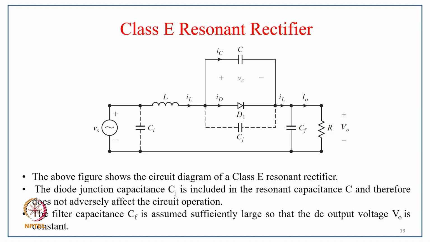This is a typical circuit of a class C resonant rectifier. You can see the typical elements: a small capacitor across the source, then the inductor, and across the diode we have the junction capacitor, then the output filter capacitor, and R in the load in parallel to the filter capacitor. The figure shows the circuit diagram of the class C resonant rectifier, and the diode junction capacitance Cj is included in the resonant capacitance C and therefore does not adversely affect the circuit operation. The filter capacitance Cf is assumed sufficiently large so that the DC output voltage V0 is constant.